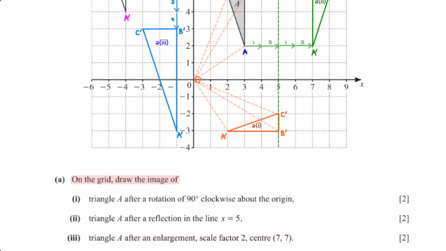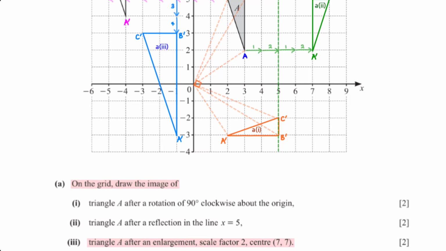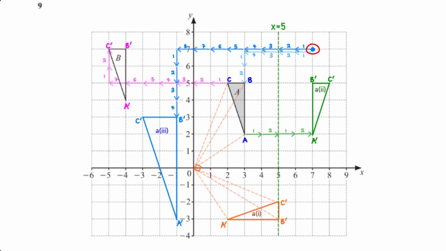Draw the image of triangle A after an enlargement, scale factor 2, center 7, 7. First, we need to mark the center of enlargement. Then we need to move each vertex on triangle A such that we are able to reproduce the enlarged image of the triangle. Let's pick point B.